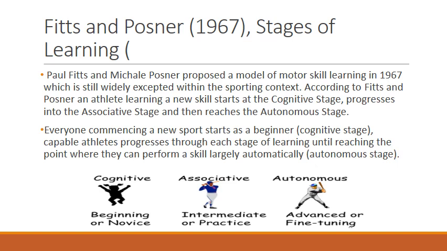So we do say that everybody commencing a new sport starts as a beginner, and as a beginner, you're in the cognitive stage. Some people stay in the cognitive stage. They don't progress any further, but most people that put in enough effort and stick at it might make their way through to the associative stage. And then those better athletes will make it through to the autonomous stage.